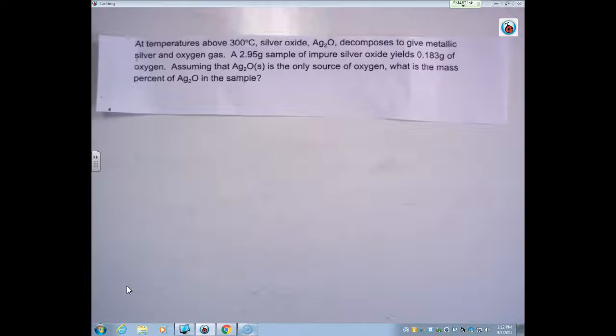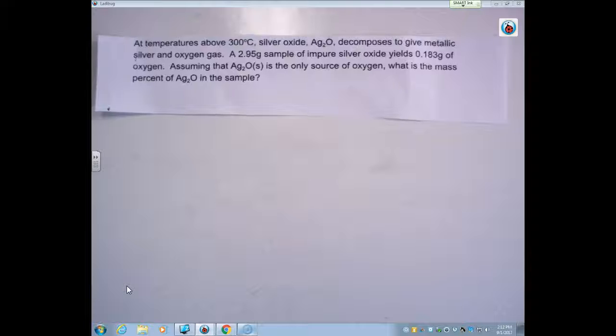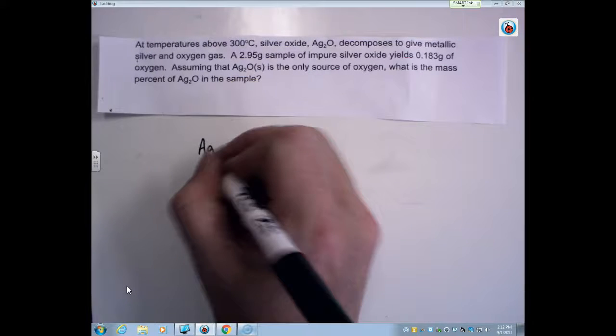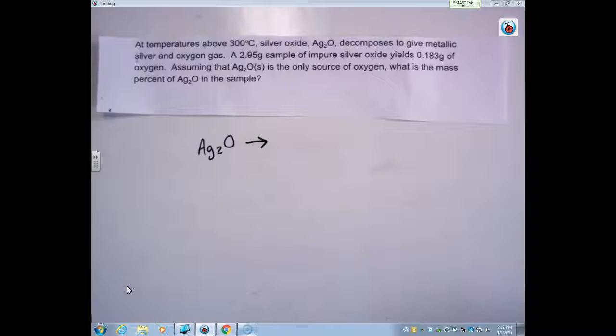So we haven't necessarily dealt too much with mass percent, but it's just like every other percent, part over whole times 100. So it would be the part of silver oxide that is in this impure sample that we're looking for. All right, first thing you want to do is write a reaction. So we've got silver oxide decomposing. That means we're only going to have one reactant, and it decomposes to give metallic silver.